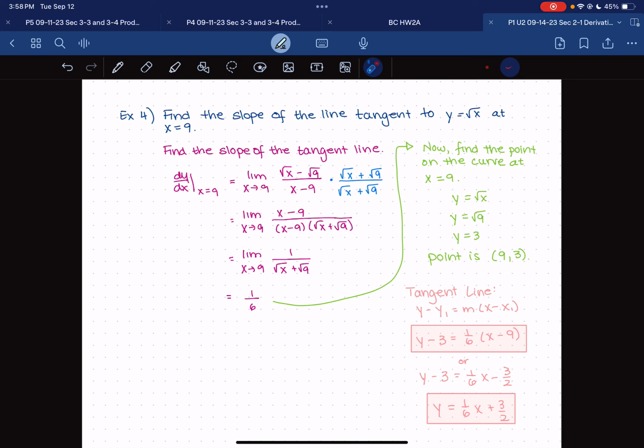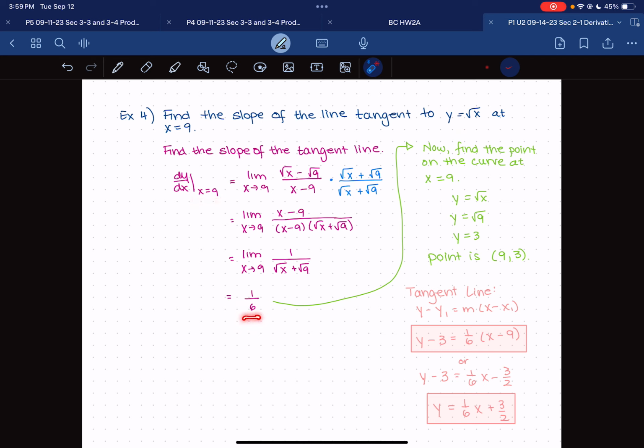And then if I take the 9 and plug it in for x, I do get a value. We have a continuous function, so we know this will work. I have the derivative evaluated at x equals 9 is 1/6. So the slope of the tangent line to y equals the square root of x at x equals 9 is 1/6.